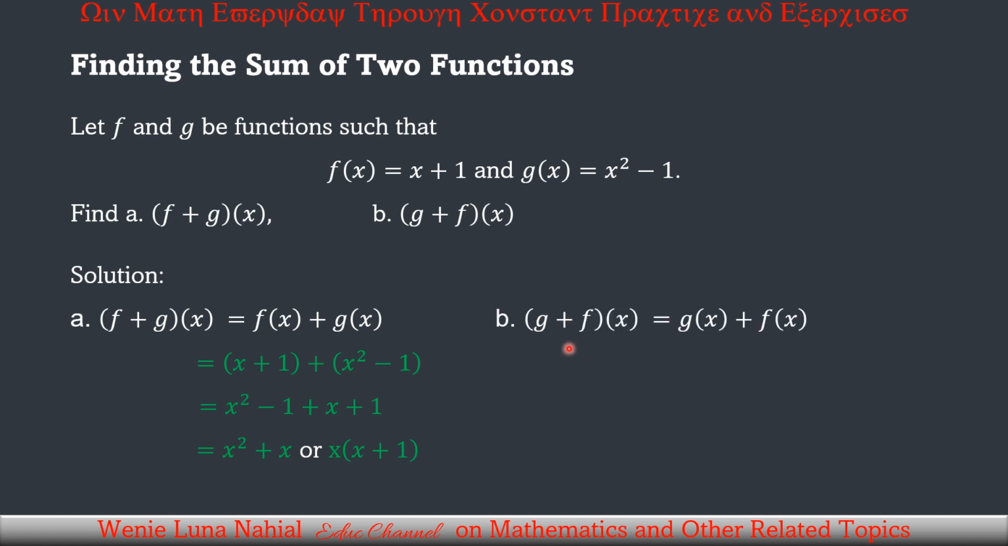Then the second, we have g plus f of x. So you write g of x plus f of x. Again, we simply substitute the definition of g of x, which is x squared minus 1, and f of x by x plus 1. Then removing the parentheses, we have x squared minus 1 plus x plus 1. So minus 1 plus 1 is 0. So you have x squared plus x, or x times the quantity x plus 1.